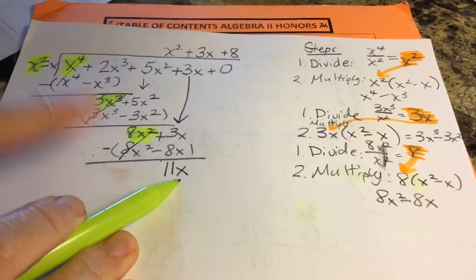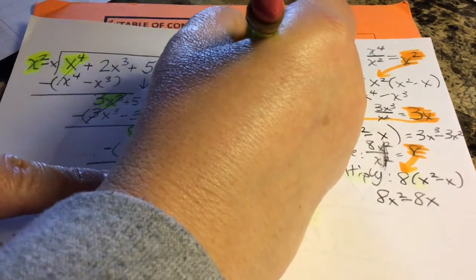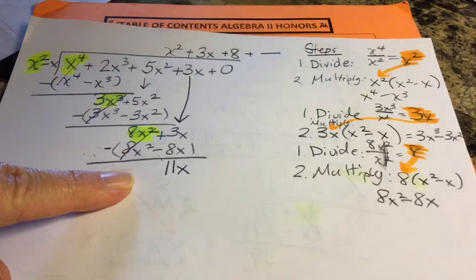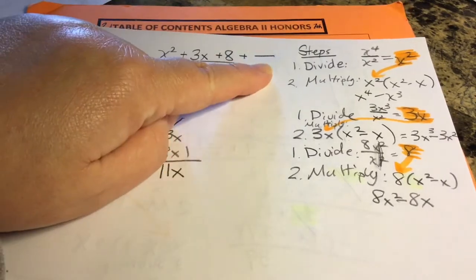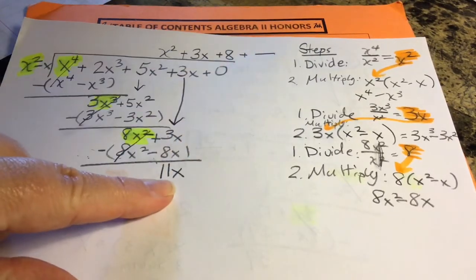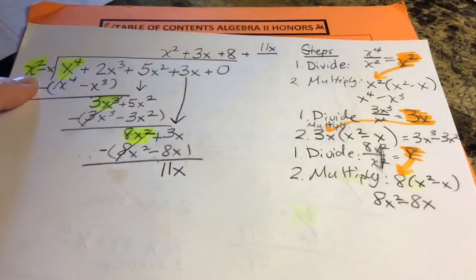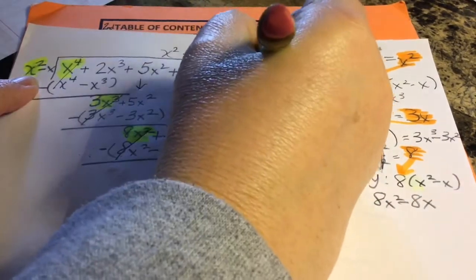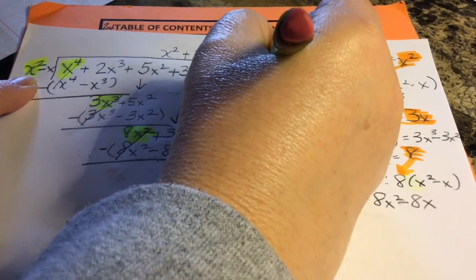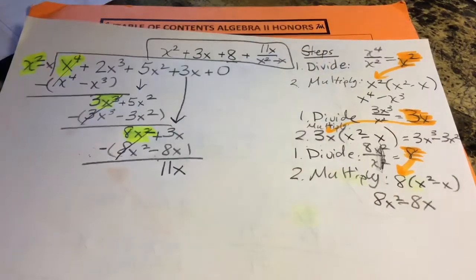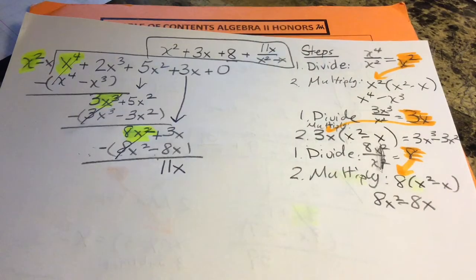So I'm finished. I'm going to put a plus sign up here because I do have a remainder. I put a plus sign and then I put my fraction bar. My remainder goes in the numerator. My divisor goes in the denominator. So here is my quotient along with my remainder for that problem.